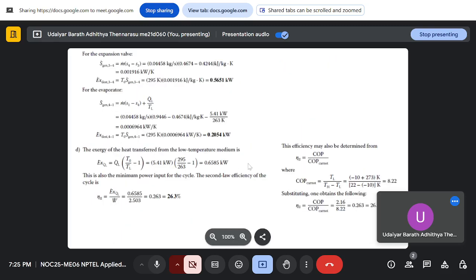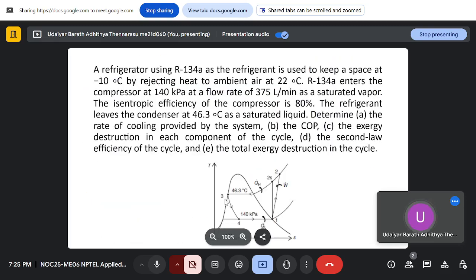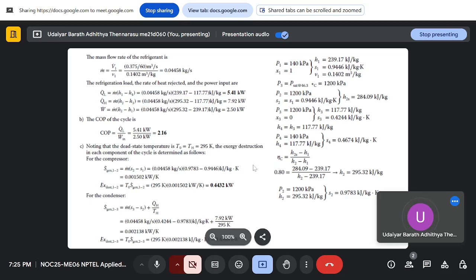To find out H3 and H2, we can find out from H1, assuming an isentropic process, we find out H2s, and using your compressor efficiency of 80%, we can find out H2. So H2 comes out to be 295.32. So heat addition in the condenser is 7.92 kilowatt, and the work done is 2.5 kilowatt. That is just QH minus QL. So the COP of the cycle will be QL by work done, which comes out to be 2.16.